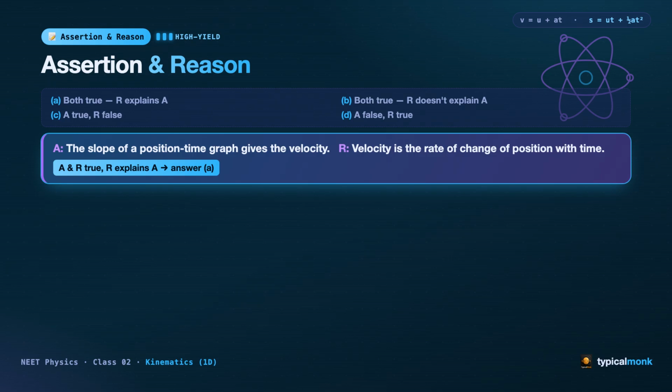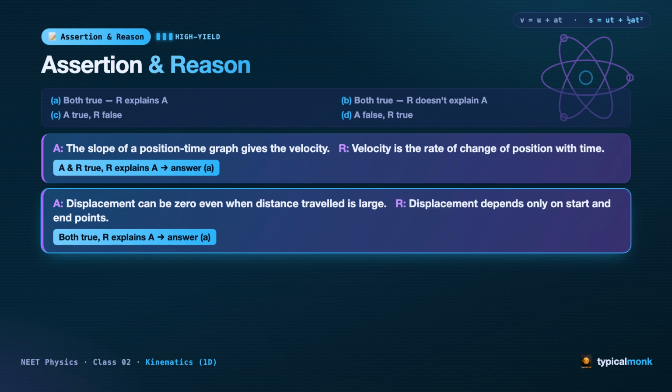Think like Arjun, check each statement alone, then check the link. Is the assertion true? Yes. Is the reason true? Yes. And does the reason explain the assertion? Perfectly. Slope is rise over run, which is exactly change in position over change in time. Both true. Reason explains. Option A.